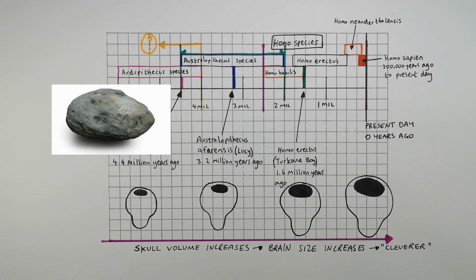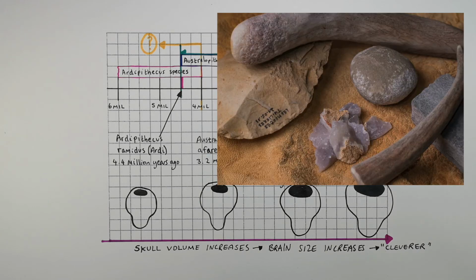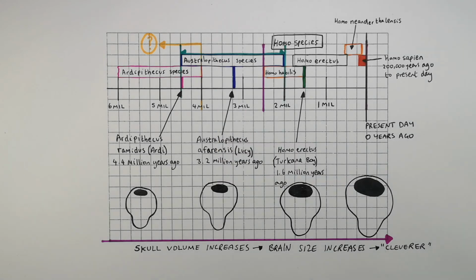So the simplest tools have been used by Ardy. And then as the brain size increases and the organism becomes more clever, the tools become more complex. So you can see here, the tools become more complex as the species evolves into a more clever species. There could still be other species that we still haven't found yet, simply because the fossils have not been found.